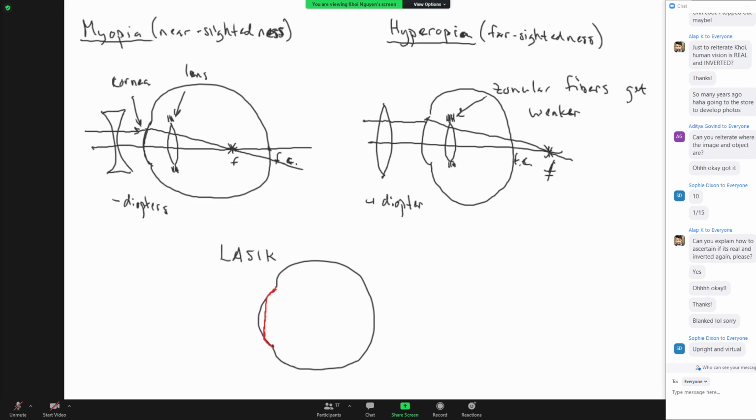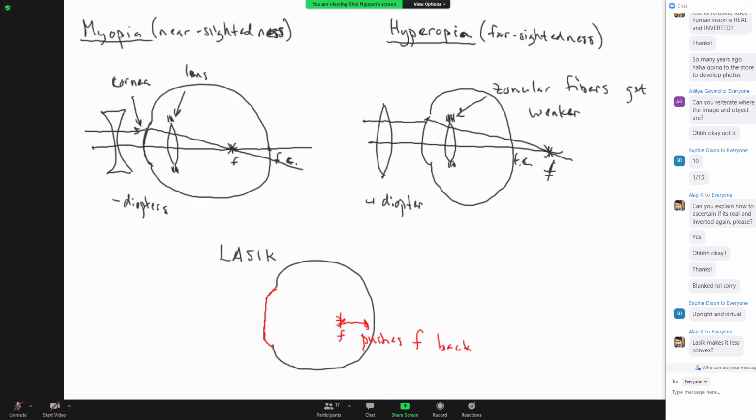Okay. So LASIK makes your cornea less convex and more flat, which pushes that focal length back. So if your focal length was here, it pushes it back. So then that's how you get perfect vision for things that are far away.